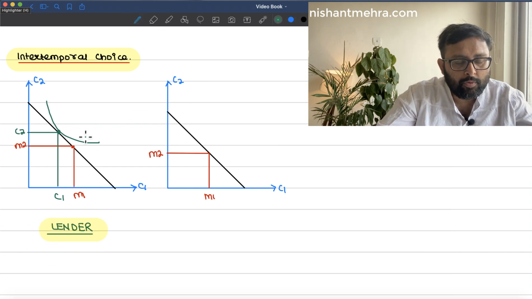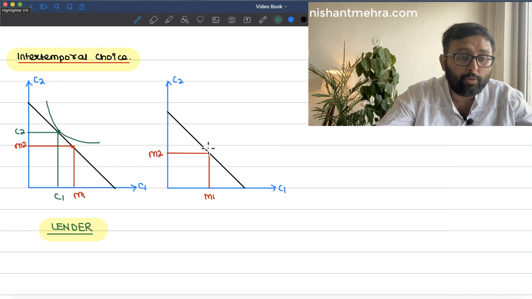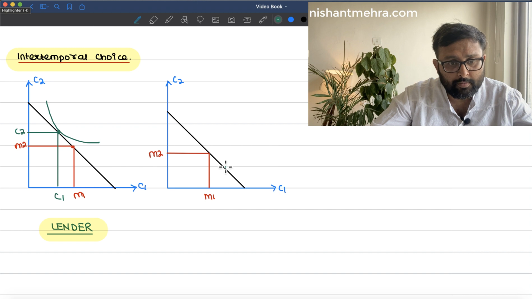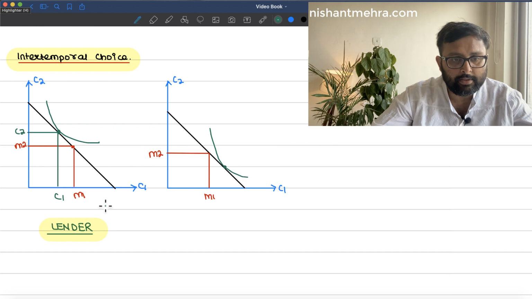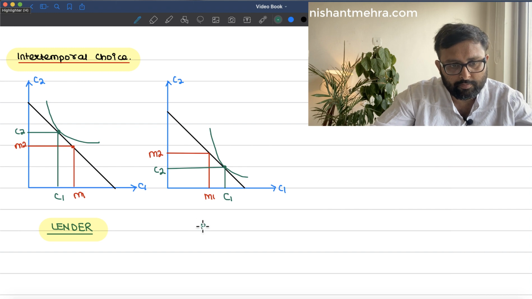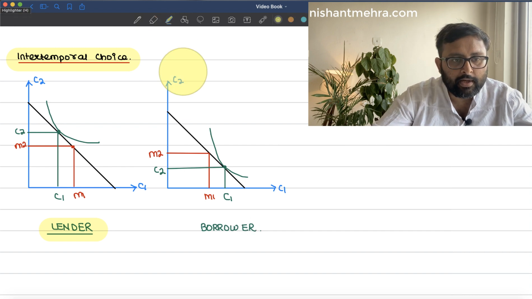Okay. What about this guy? Supposedly if I'm the borrower, so I'll be consuming more today as compared to tomorrow. So if I'm consuming more today, it is like this. Let's say like this. So I'm consuming more today as compared to tomorrow, right? So this is the borrower.